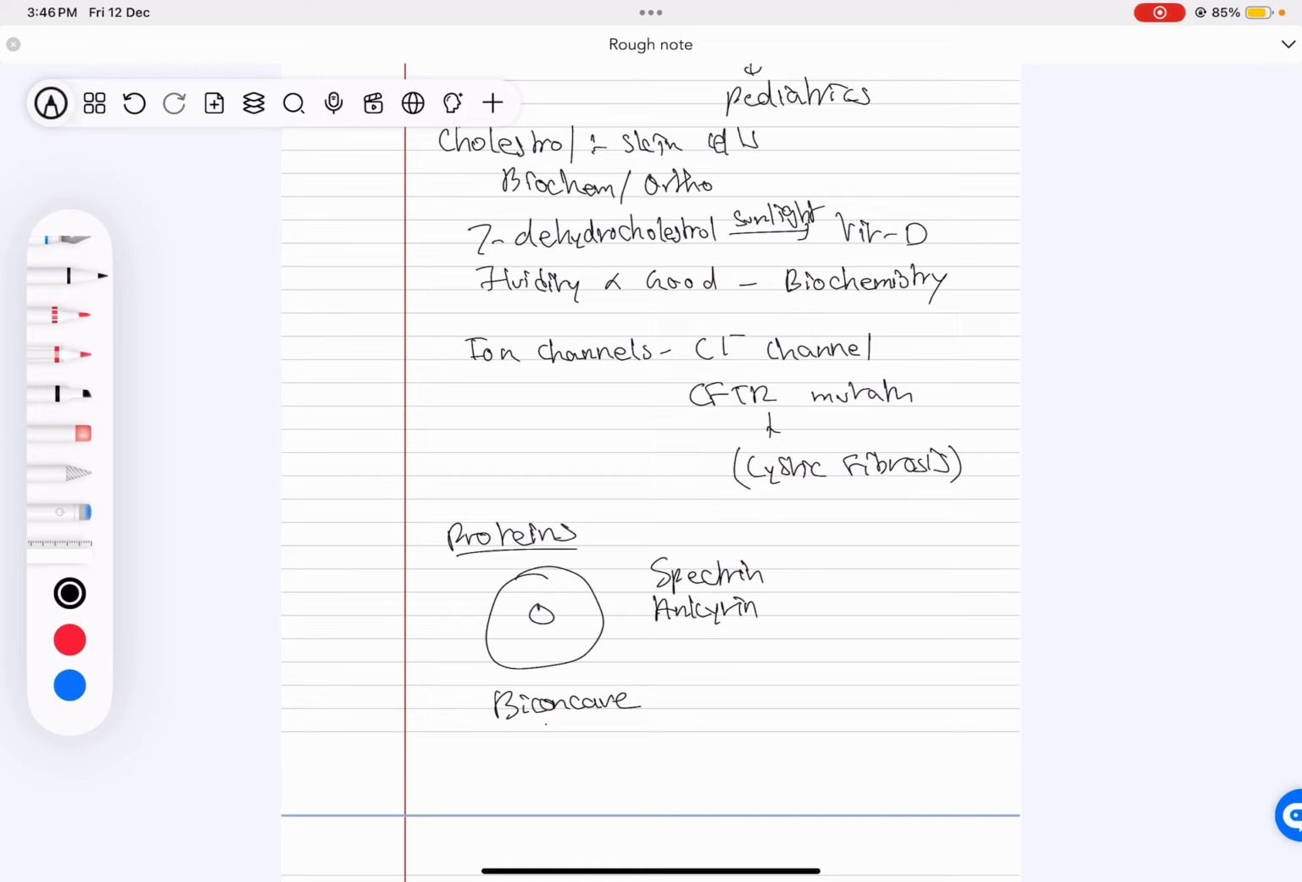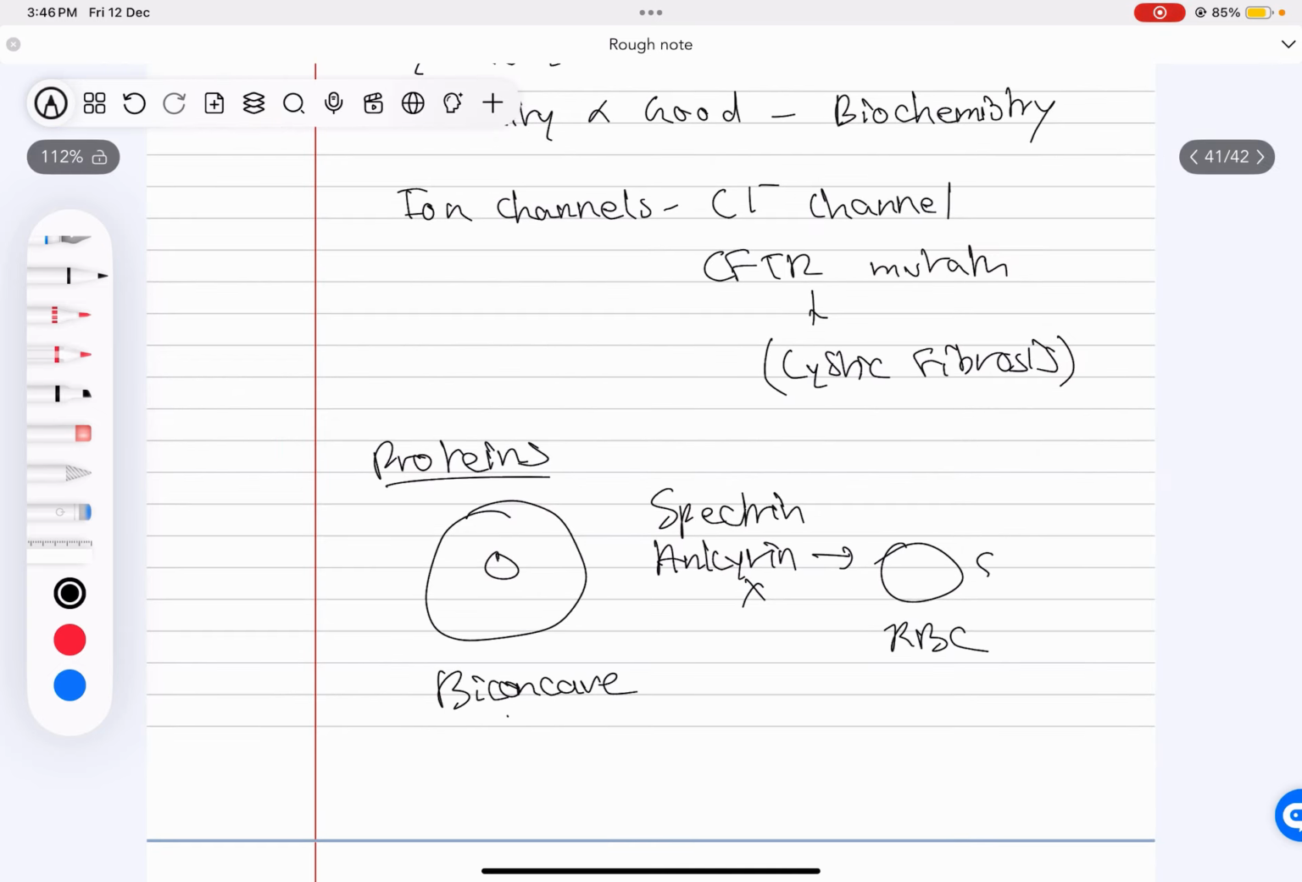If for some reason there is a problem in ankyrin, the biconcave shape will look like a sphere. The RBC will look like a spherical RBC. That is a problem. It is called spherocytosis. And if spectrin is the problem, it will lead to elliptical RBC, so elliptocytosis.